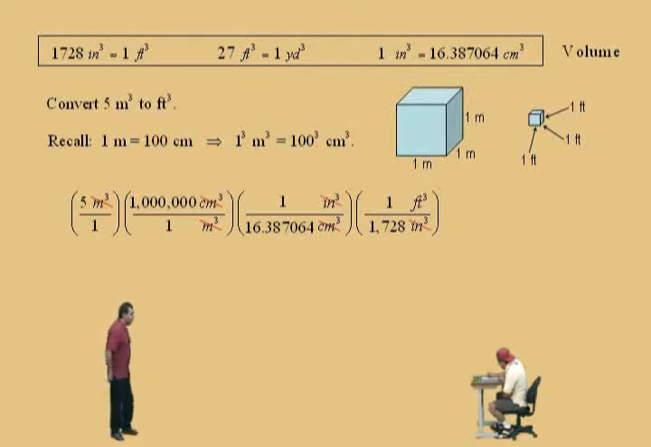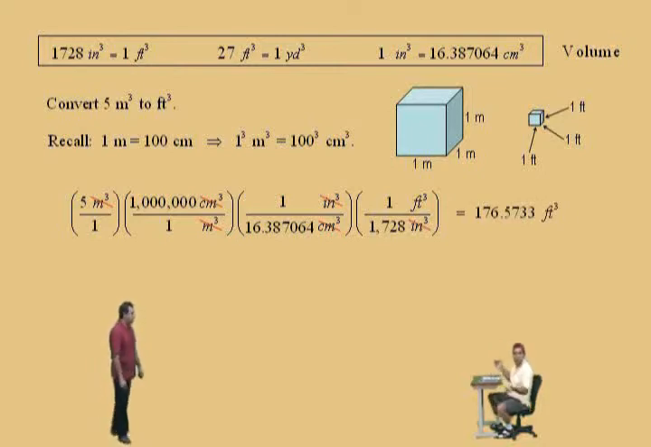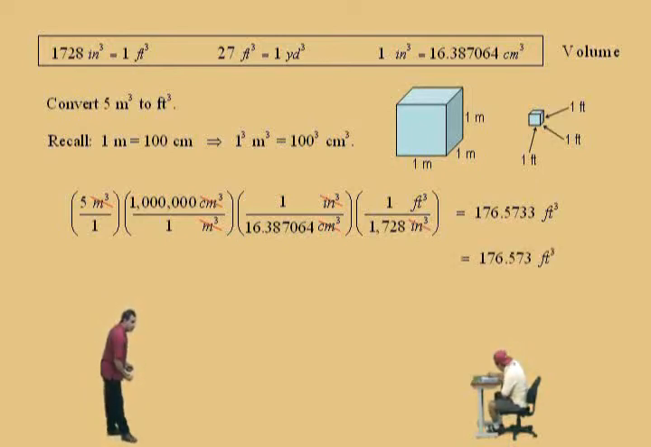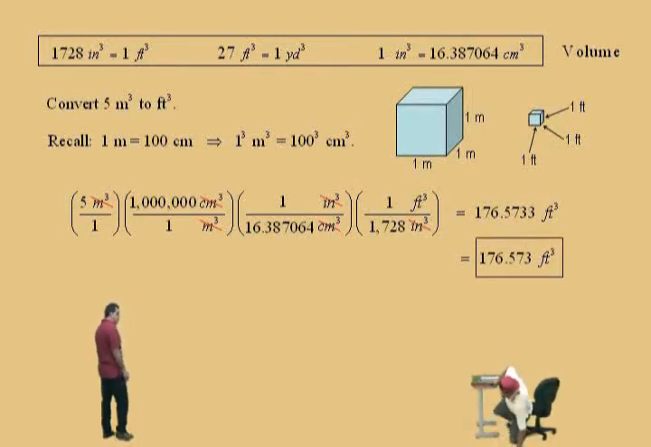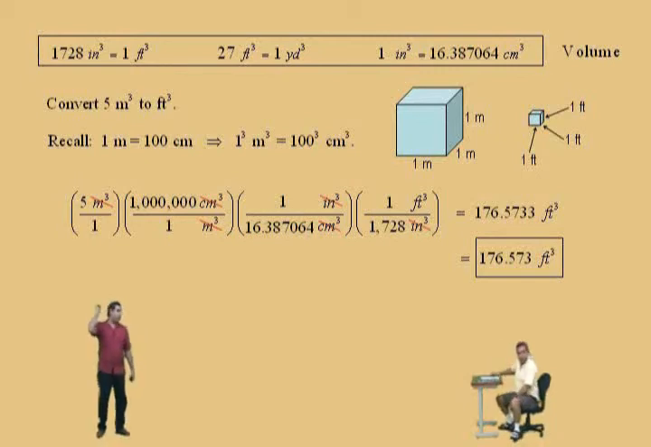So now we're going to figure out how many of those little feet cubed fit in that cubic meter box. 5 of them. So put the numbers in your calculator, Charlie, and what did you get? 176.5733 feet cubed. Very nice, Charlie. We're going to round this to the nearest thousandth. So what is it? 176.573 feet cubed. Don't forget to box your answer, and that's it for conversions now.